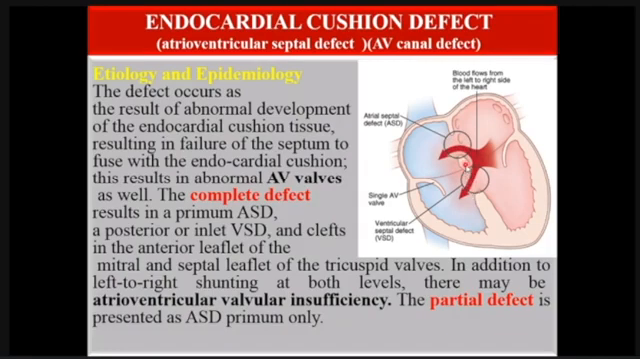In addition, in the case of complete AV canal or endocardial cushion defect, there is some cleft in the septal leaflet of the mitral valve, and there might be cleft in the septal leaflet of tricuspid valve. So this is the endocardial cushion defect and why it develops.